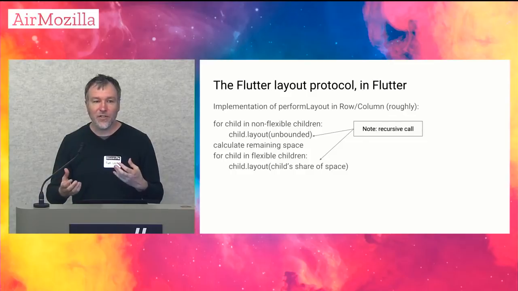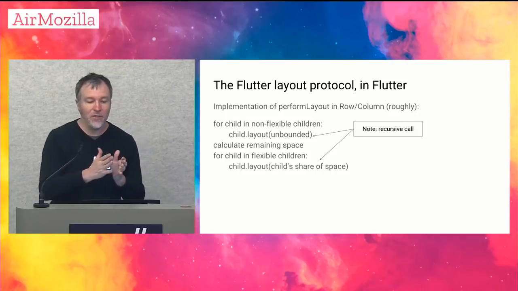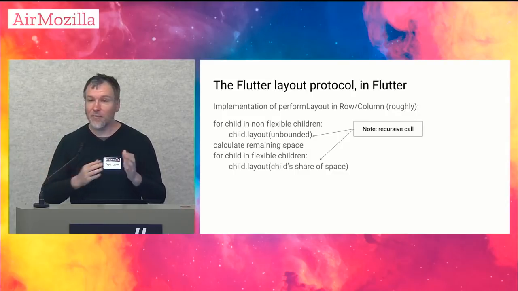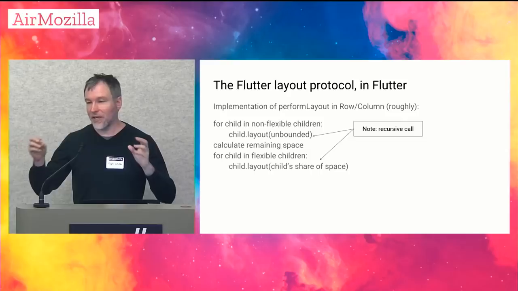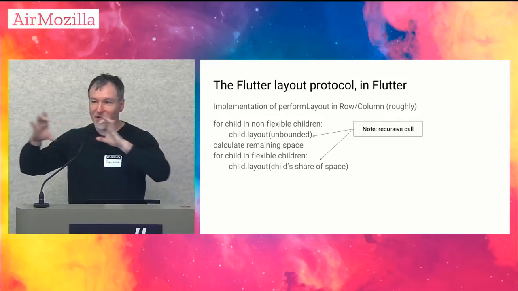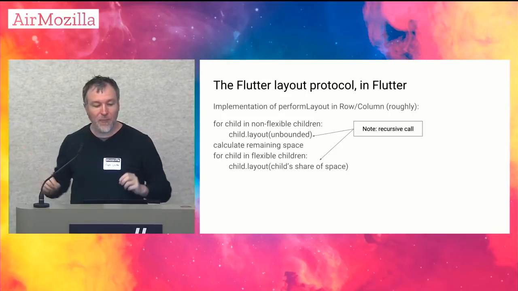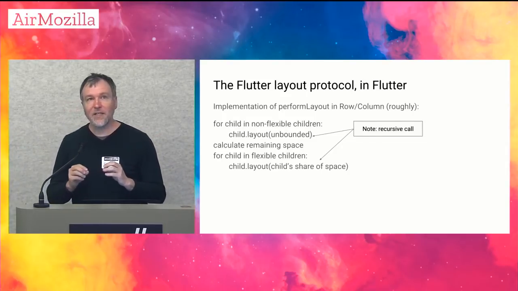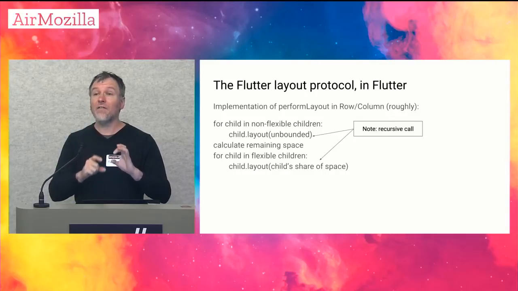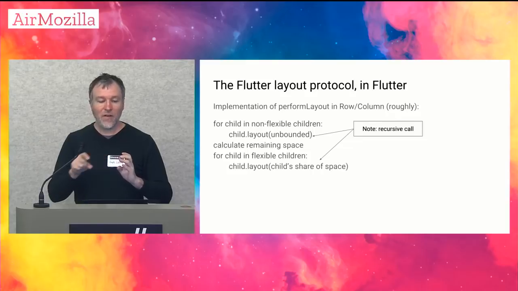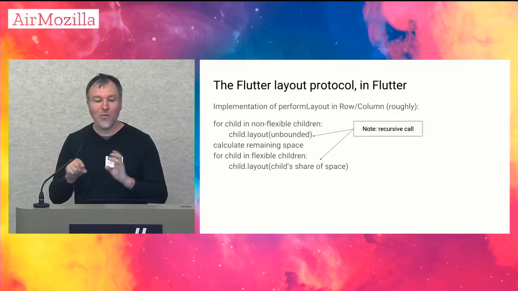So why is the order of traversal dynamic? If we go into a little bit more detail into a row or a column, it roughly looks like this. You've got children that are both non-flexible and flexible. Like if you think about a bar that has buttons and then maybe a text field, then maybe your buttons are not flexible, but your text field is flexible. So the algorithm basically says, do your non-flexible children first. Go to each of your non-flexible children. Don't give them a bound. Let them tell you any width they want.